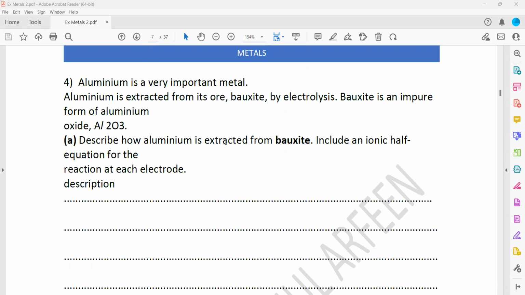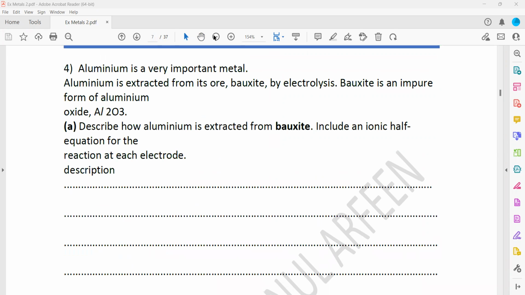The next question is related to the extraction of aluminium. Aluminium is an important metal. Aluminium is extracted from its ore, bauxite, by electrolysis. Bauxite is an impure form of aluminium oxide. Describe how aluminium is extracted from bauxite. Include an ionic half equation for the reaction at each electrode, and the description. It means you have to mention the process.